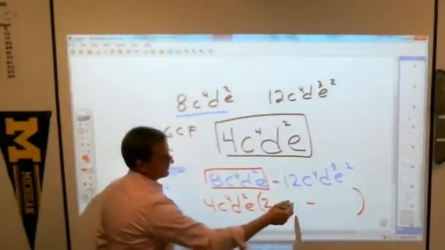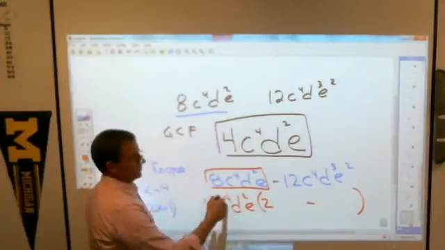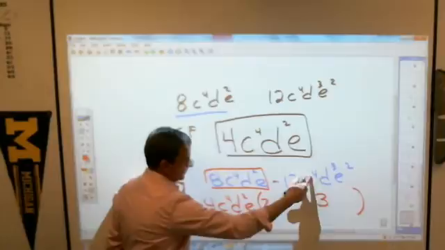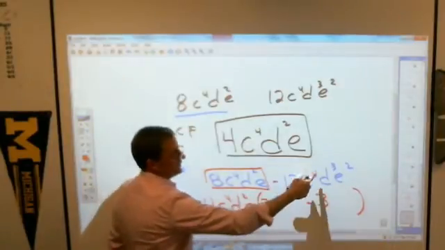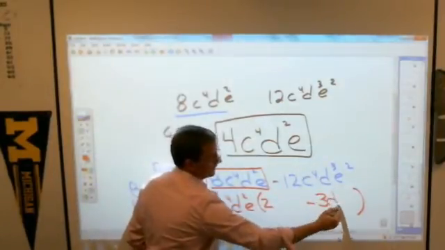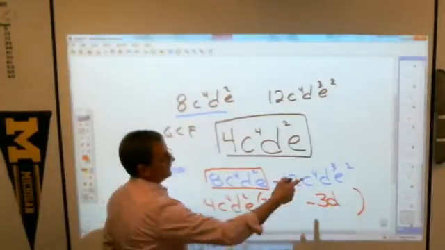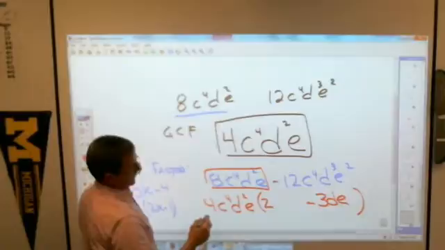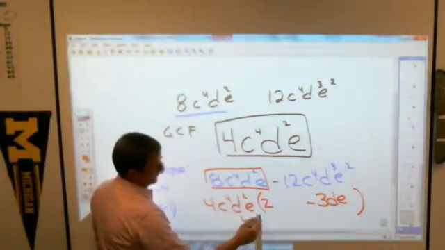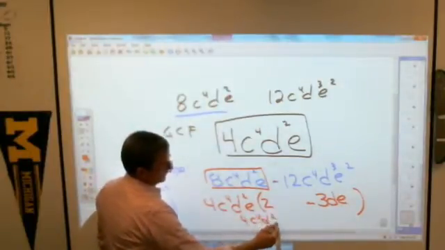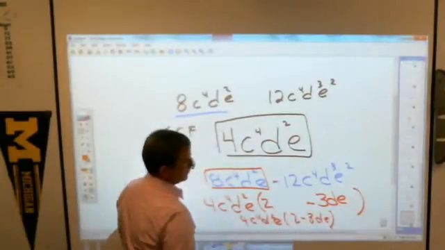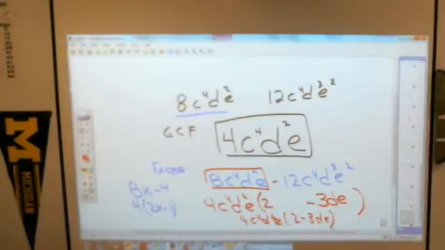But then I go to this. I put minus because there's a minus there. 4 times what is 12? 3. C to the fourth is already there. To go from d squared to d cubed, you're going to need a d. And to go from e to e squared, you're going to need an e. So you end up with that 4c to the fourth d squared e times 2 minus 3 d e, and so on.